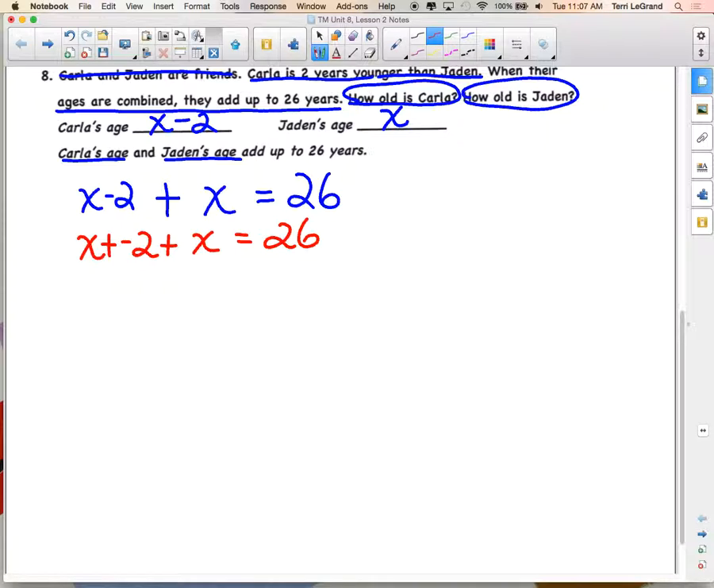Put the x's by each other. They like each other. They're like terms. So put them beside each other. Because if they are like terms, that means we get to call them a group. We get to combine them. What's an x plus another x? 2x.